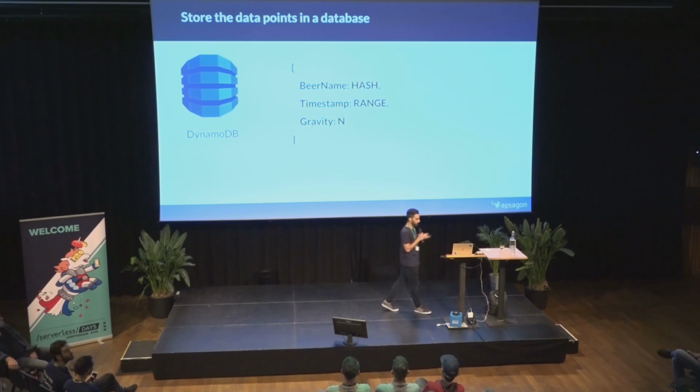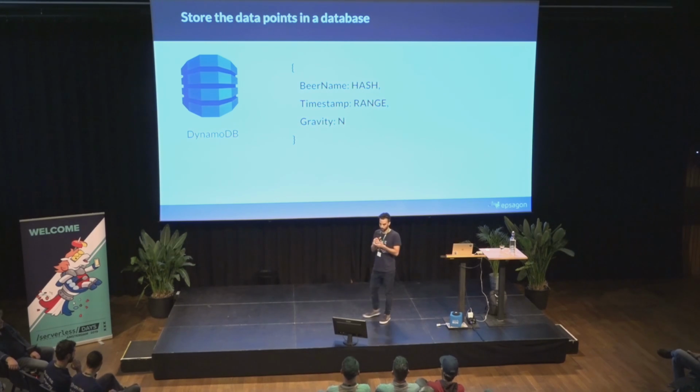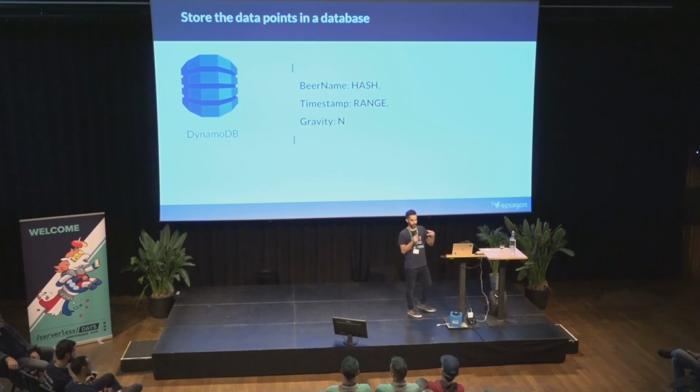And in terms of how to design that, it's key value, right? So how to design that data structure, we have a hash key. The hash is a beer name because maybe this project is going to be successful, so we're going to have many types of beers. And the timestamp range, so we can every 2 seconds add that record to the DB. And the value is obviously the gravity.